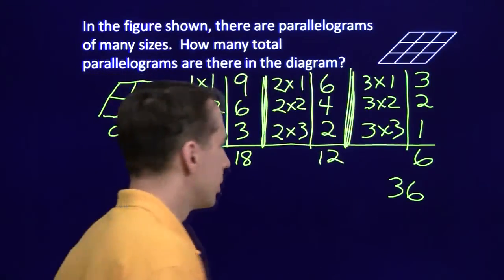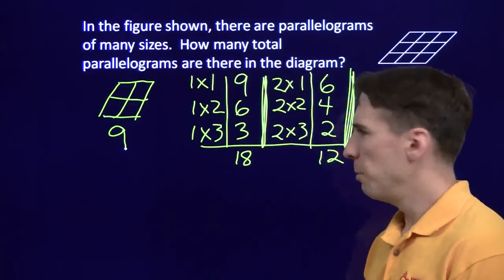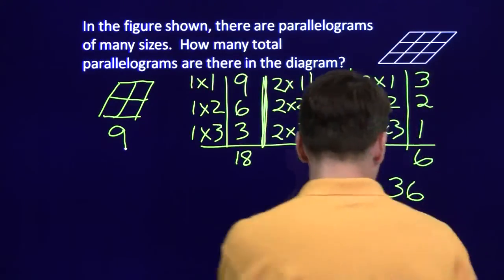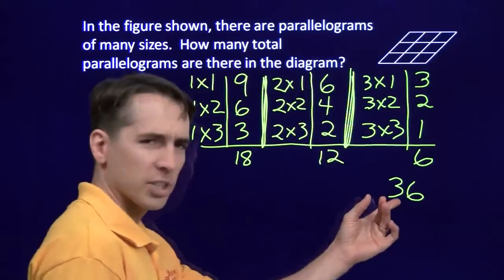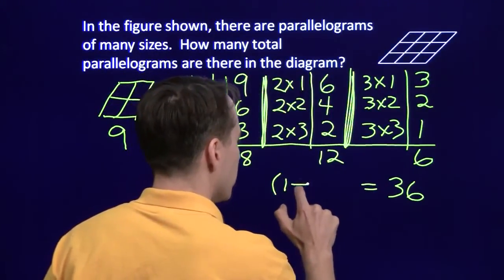6 squared. 3 squared. Maybe it's not a coincidence. Now this is 6 squared. That's 1 plus 2 plus 3 squared.